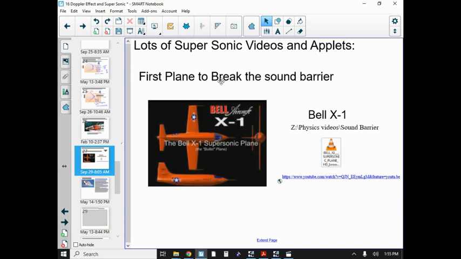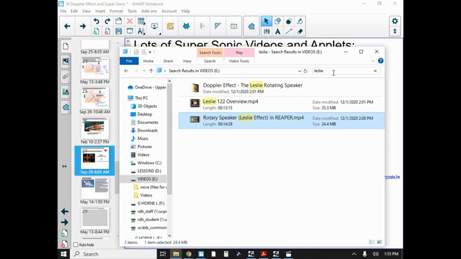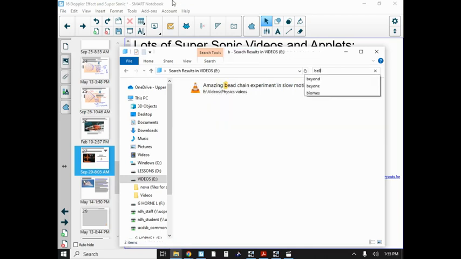So the first airplane to break the sound barrier was the Bell X-1. I'll show you a little video about that. Oh boy. Bell X-1 supersonic plane.